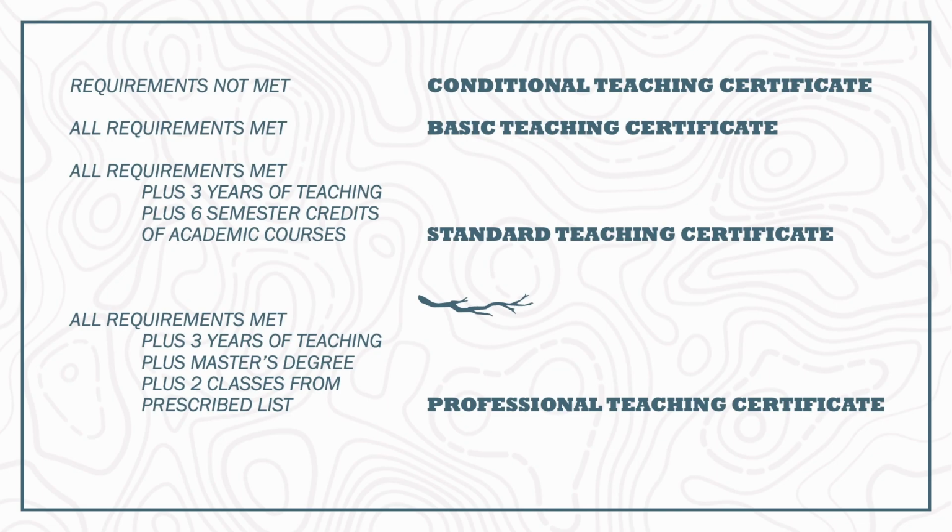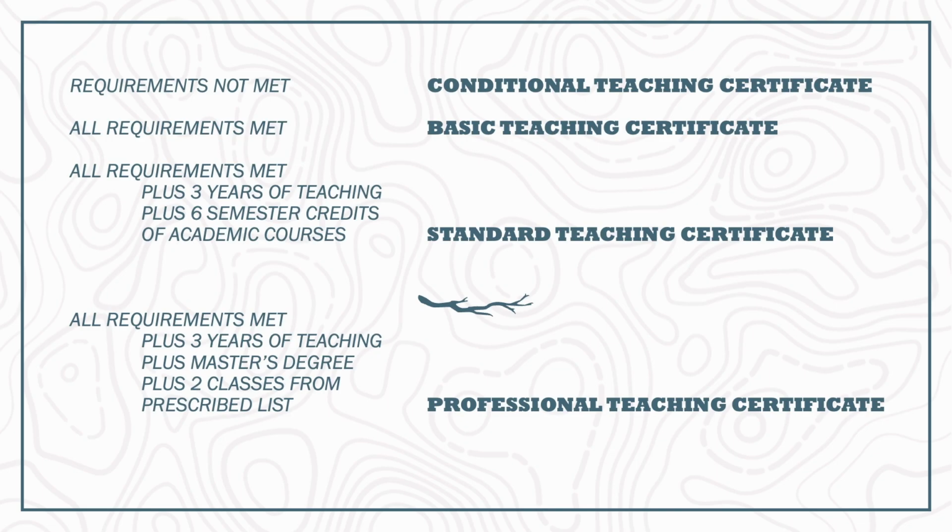A standard teaching certificate means that you've met all those classes I named, you've had 3 years of teaching experience, and you pick up another 6 semester credits of academic courses. Some teachers will choose this time to move towards a master's degree, or you can just say, I'm just going to stick at the standard level for a while until I get my head together, because I've been taking classes for so long, and just take 6 credits in professional development courses. You know, there are so many different things that you can pick up academic credit in areas that will help you in your teaching.